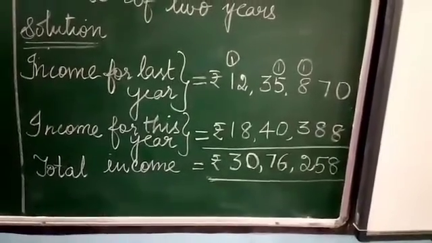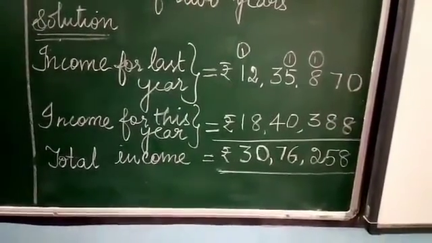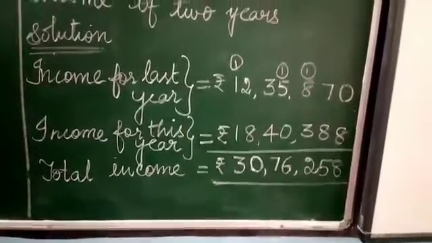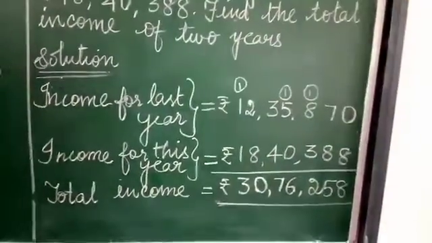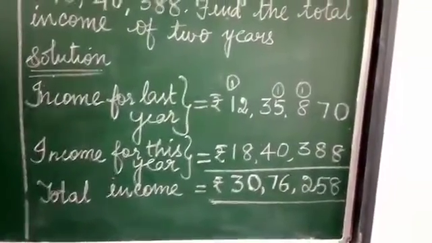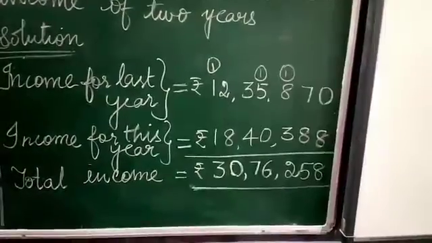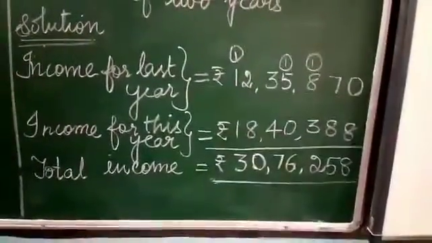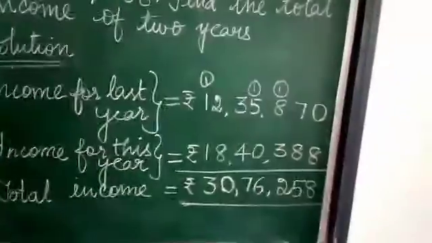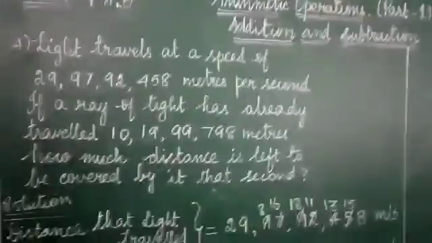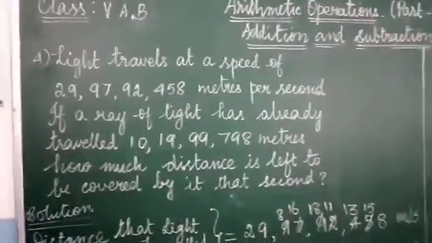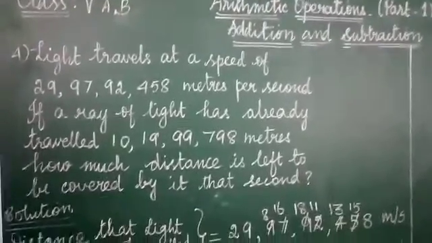So now we finished the addition. Now we write the statement. They ask for total income. You write this, total income, which is equal to 30,76,258. Are you okay? Next we come for the word problems in subtraction.